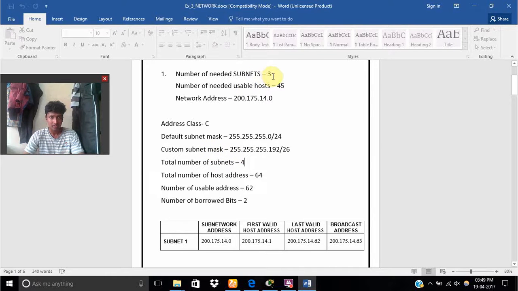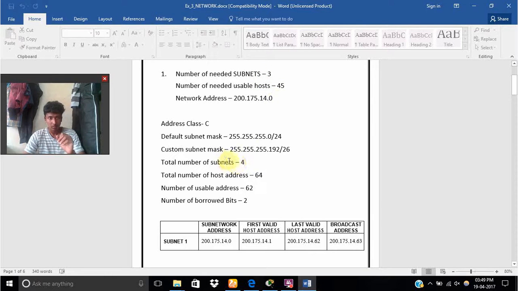Here they have said the needed subnets is 3. So whenever this comes, we should assume 2 raised to n, where n should give at least 3 subnets. If we put 2 raised to 2, it means 4, which is only 1 more than 3, so we can take it.